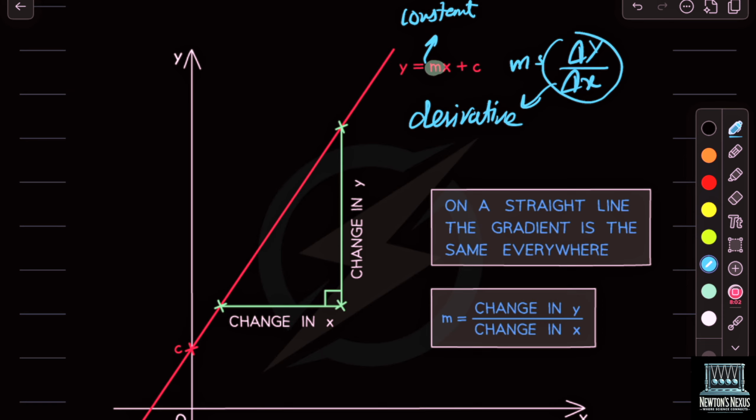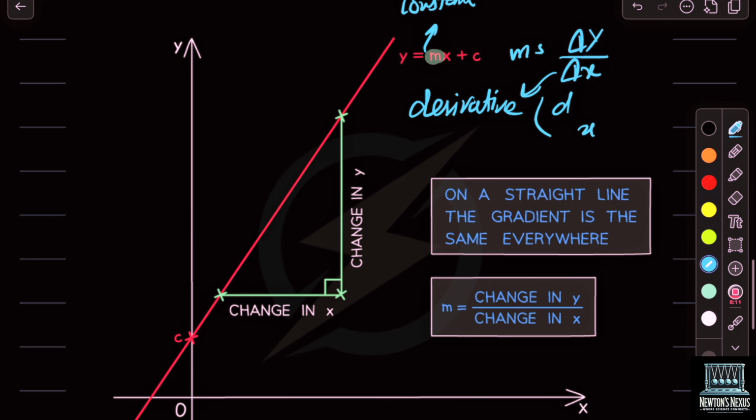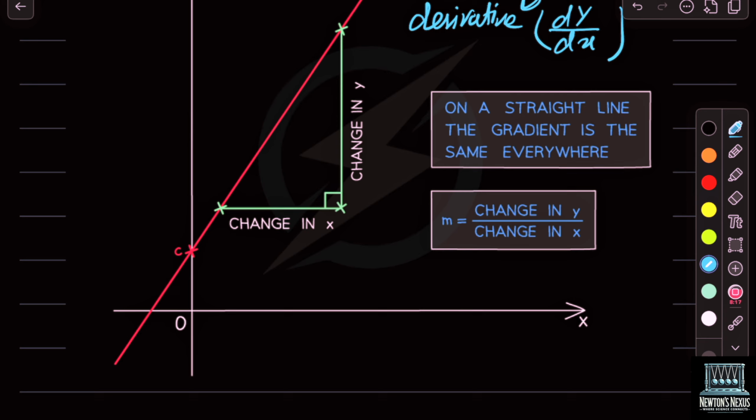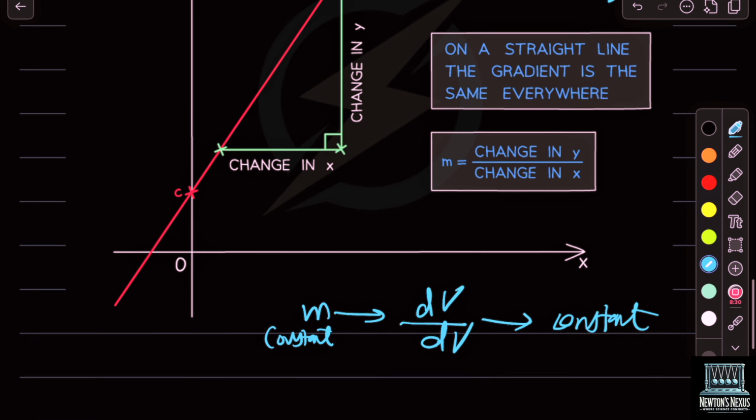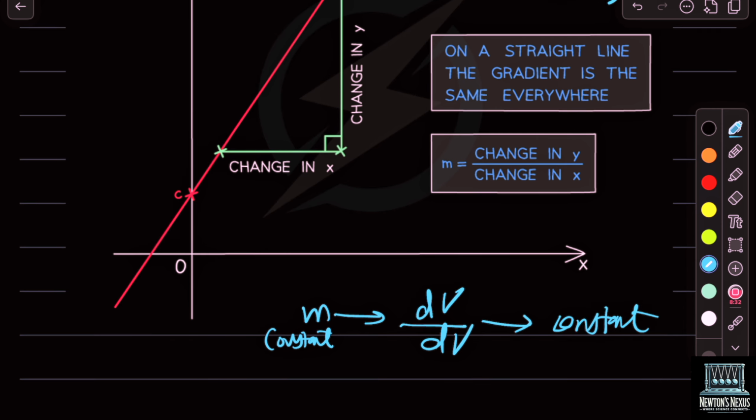And now we can use the standard notation of derivative, which is dy upon dx. So when we calculate our gradient, which is constant in this case because of the straight line, we can say that it is basically dy upon dx, which is also constant because derivative is the gradient. So our derivative is always the gradient.